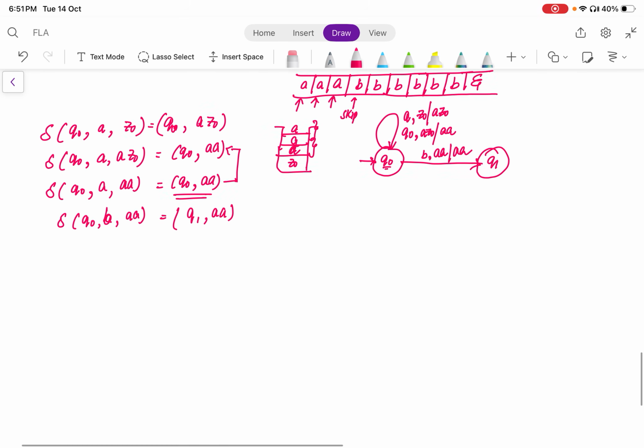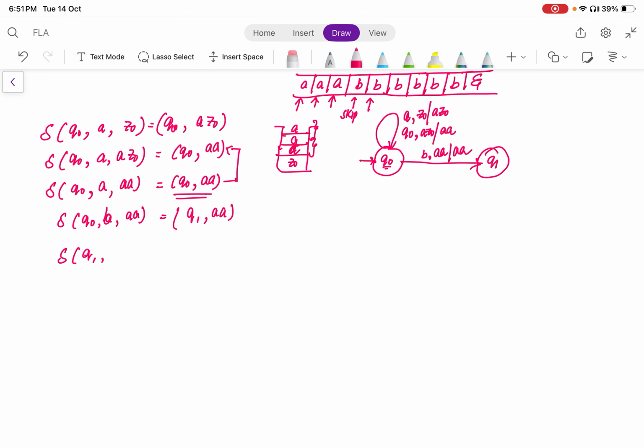Now you move on to the second b. For the second b, you are going to pop one a, right? So the state is Q1. Now the state is Q1.